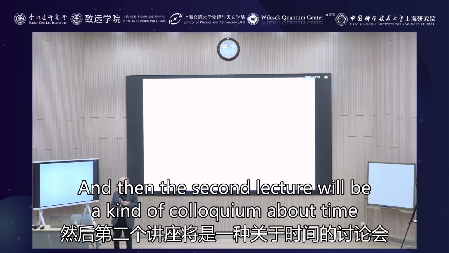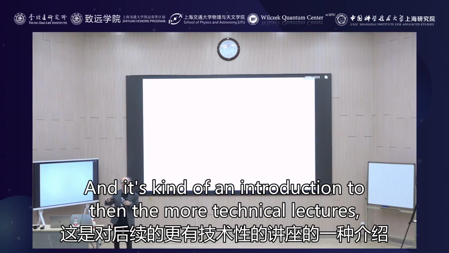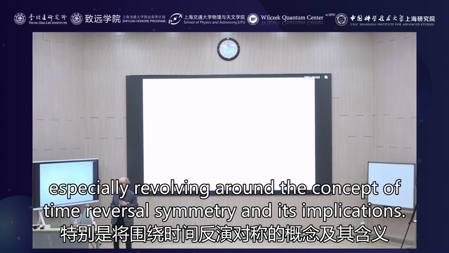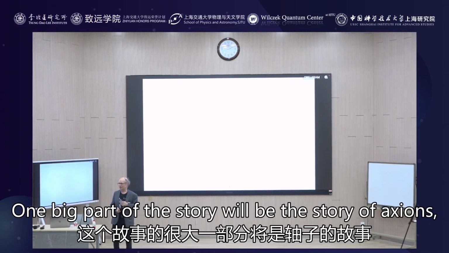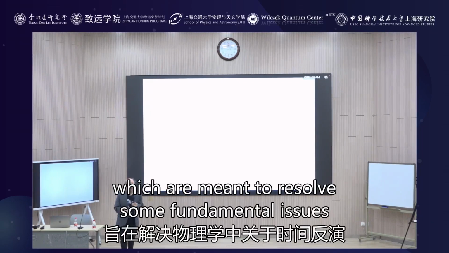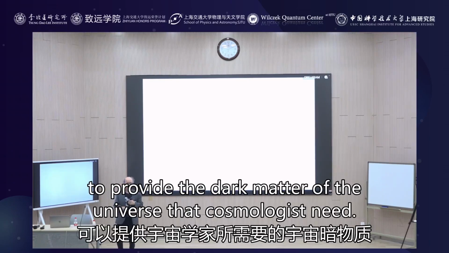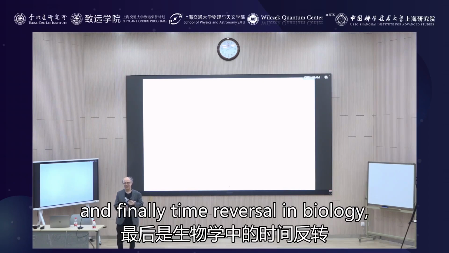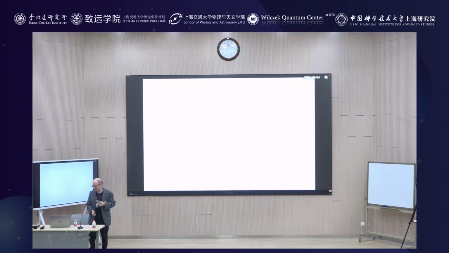And then the second lecture will be a kind of colloquium about time. It's called Symmetries of Time, and it's kind of an introduction to the more technical lectures, which will be the rest. I'll be giving a series of lectures, especially revolving around the concept of time reversal symmetry and its implications. One big part of the story will be the story of axions, which are meant to resolve some fundamental issues about time reversal symmetry in physics, and amazingly and very encouragingly turn out to also be an excellent candidate to provide the dark matter of the universe that cosmologists need. And then I'll be talking about time reversal in matter, and finally time reversal in biology, which is a new frontier that I think is very interesting and exciting. Okay, so without further ado, let's begin.